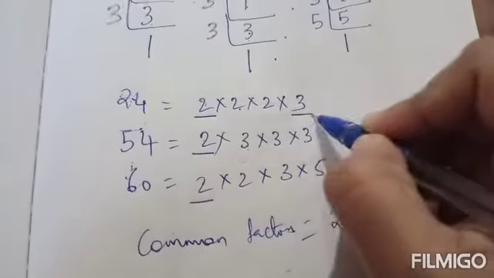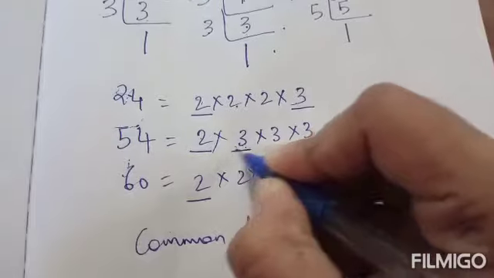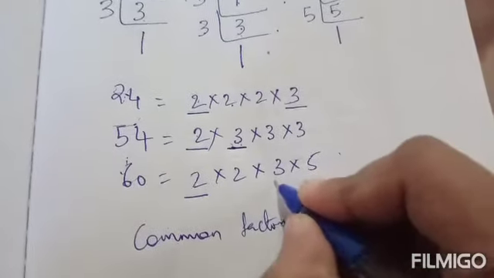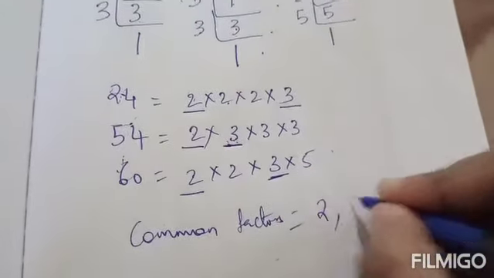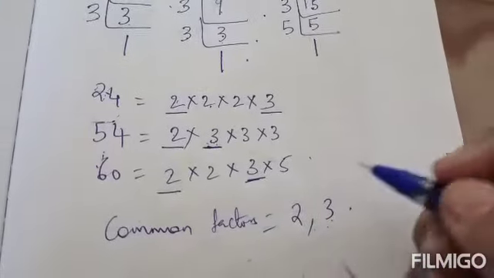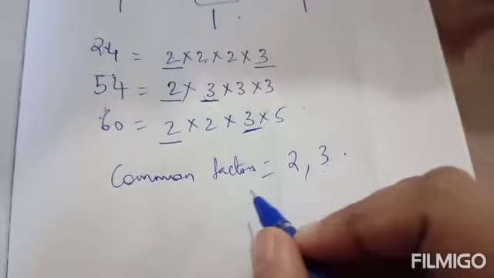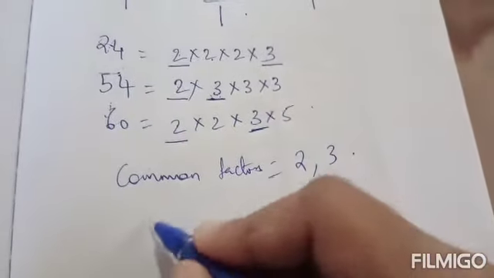Then 3. 3 is coming 1 time here in 24. Then in 54 also 1 3 is there. 60 also 1 3 is there. So the second common factor will be 3. Okay, this much only you can pair. So common factors are 2 and 3.